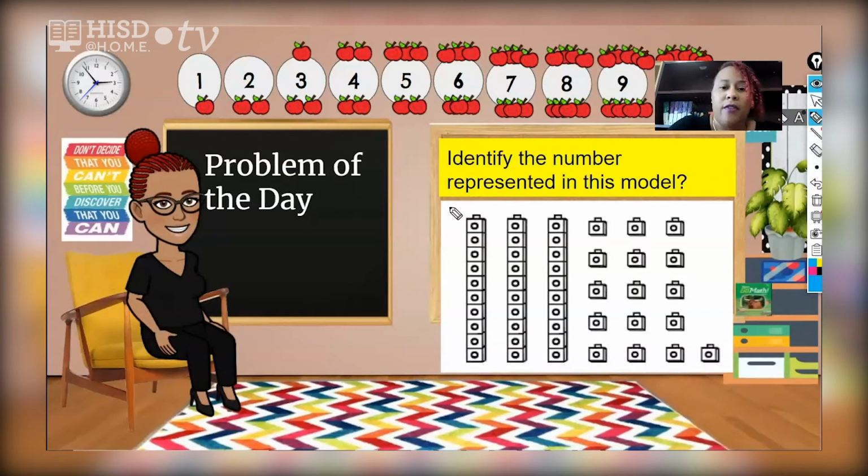So here I have 10, 20, 30. Now, when I looked at the number, I knew that it was easier to skip count by 10.